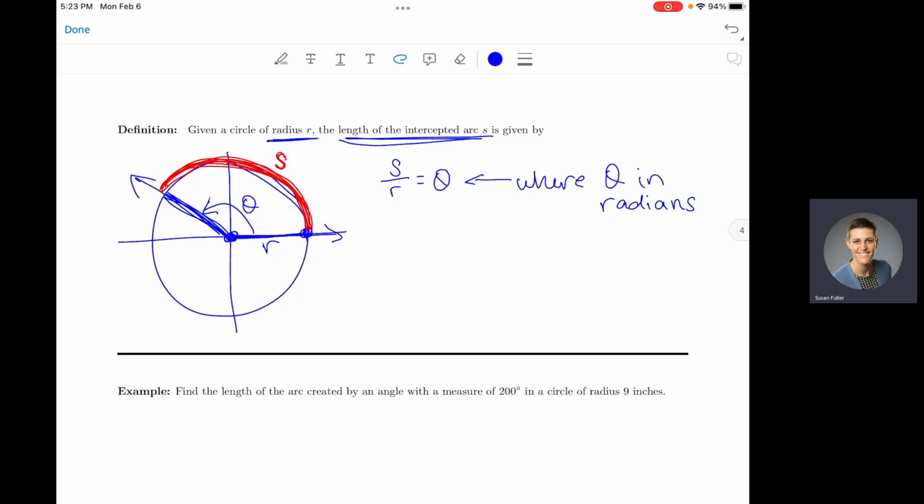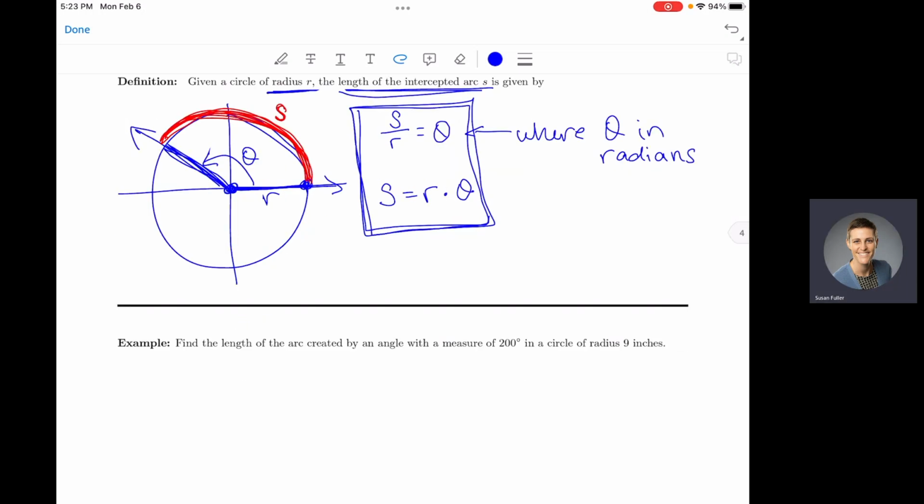So we can either say S divided by r equals theta, or if we multiply both sides of this equation by r, we get that the length of the intercepted arc is your radius times your angle theta. Again, theta must be in radians to use this formula. You can use either version of it, whichever is more convenient with the information you're given. So let's try an example here.